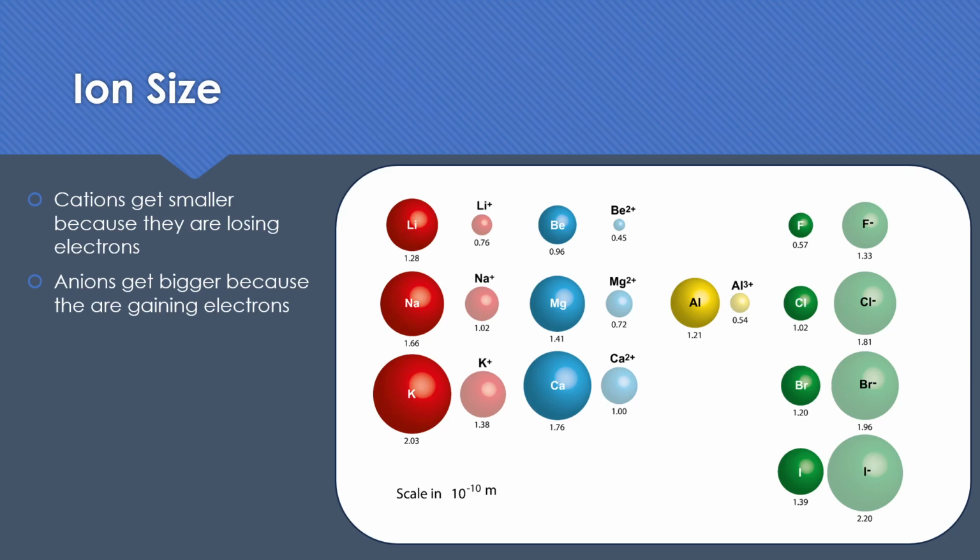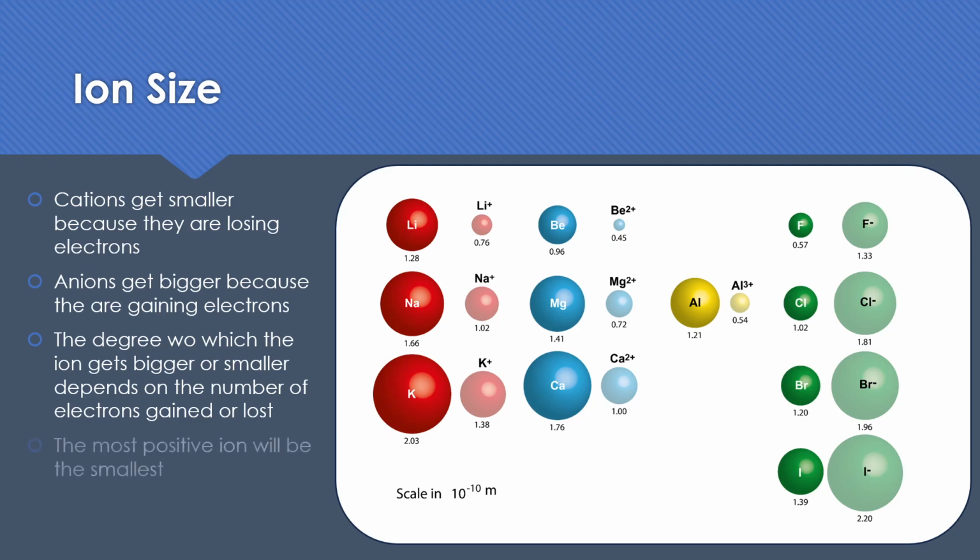So it's less to do with its location, because you've got to compare things that are basically on the same period or it doesn't work. It's going to be the size of the charge. If it's a positive charge, it gets smaller. If it's a negative charge, it gets bigger. And the bigger the charge is, the bigger or smaller it gets, depending on whether it's negative or positive. So the most positive ion is the smallest. The most negative ion is the largest.